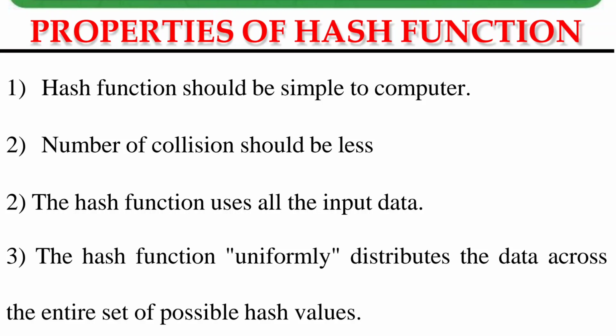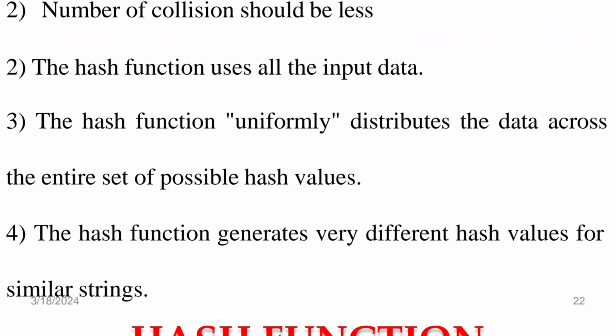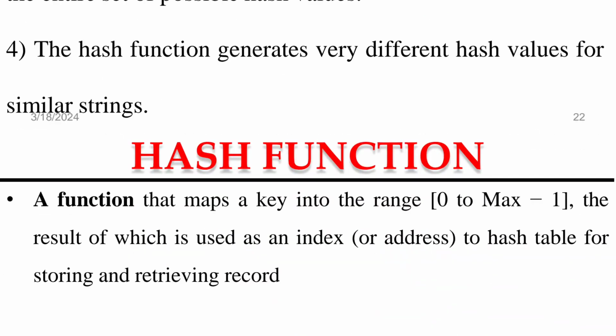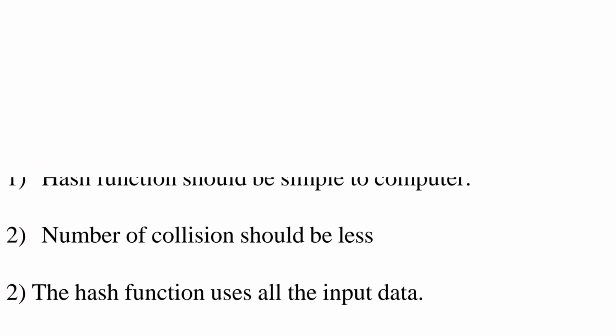So as we know, what is meant by a hash table? In a hash table we have keys and values. Now, what are the properties of hash functions? A hash function should be simple to compute. The number of collisions should be less. The hash function uses all the input data. The hash function uniformly distributes the data across the entire set of possible hash values. The hash function generates very different hash values for similar strings. So all these are some properties of the hash function.